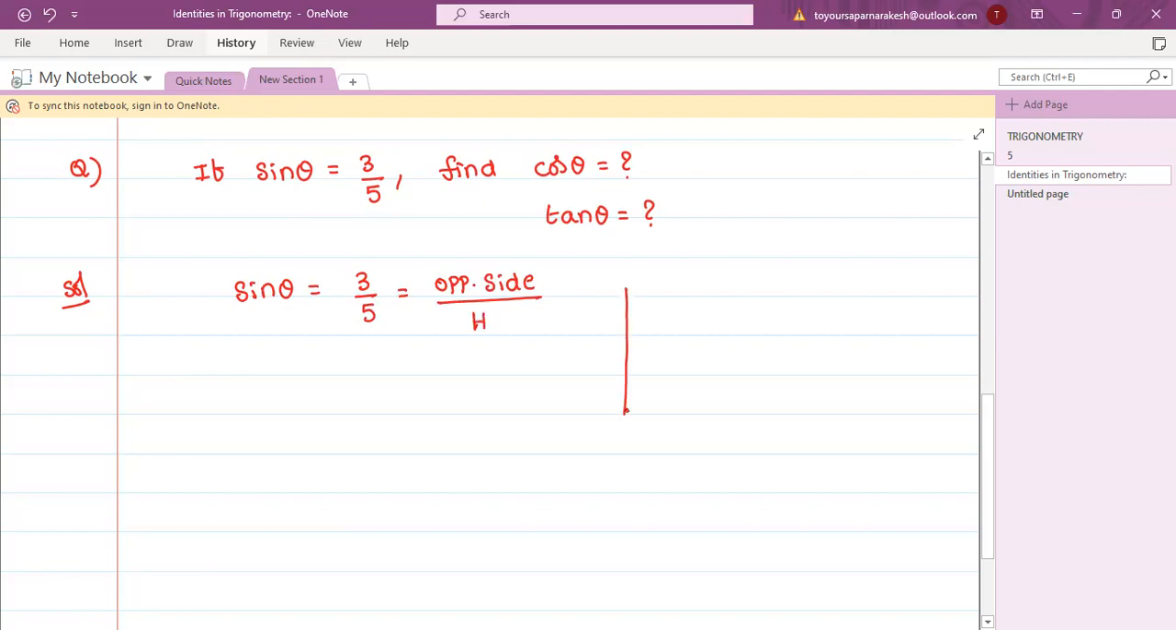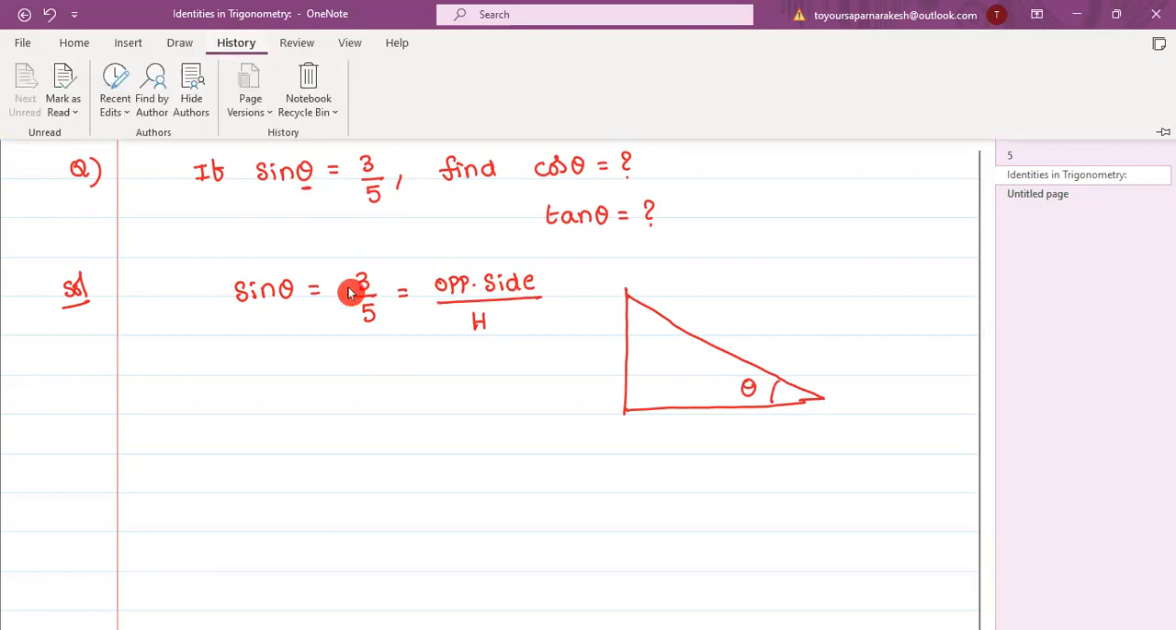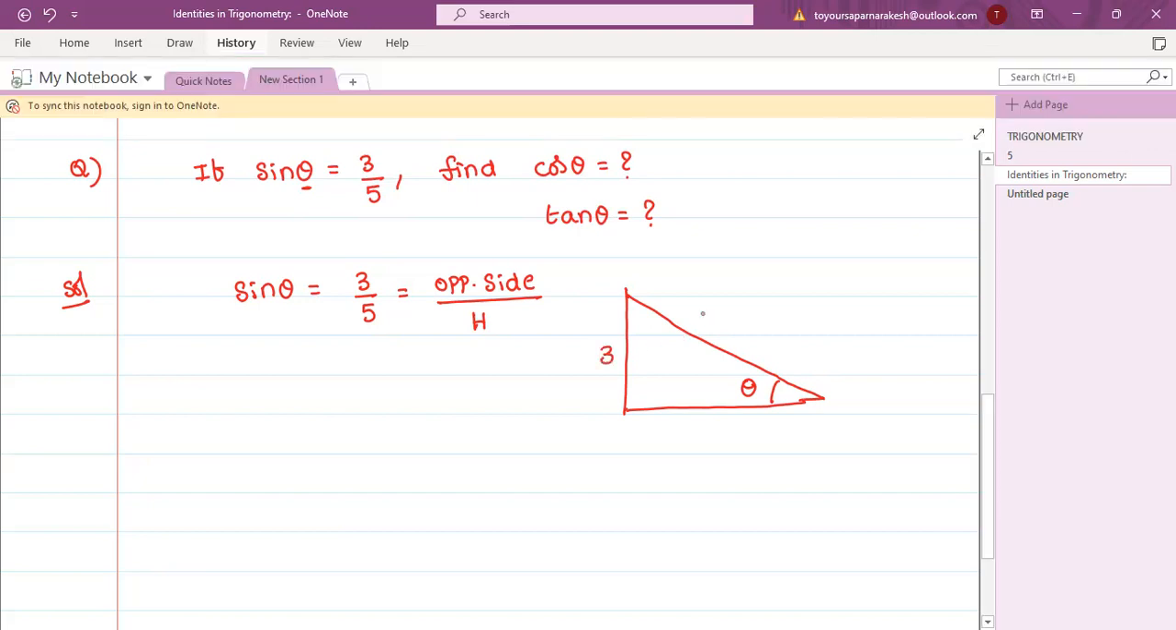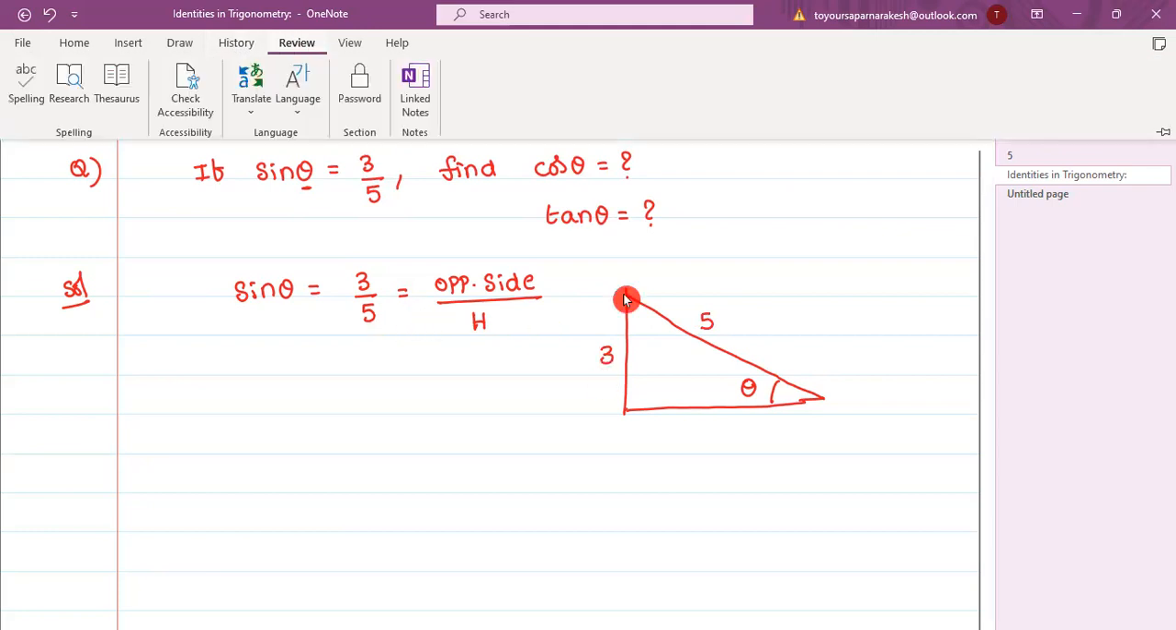So you form a right angle triangle. In the question, theta is given. What is the opposite side? The length of the opposite side is equal to 3, and the hypotenuse is equal to 5. You follow Pythagoras theorem, and by simplifying, we get this adjacent side is equal to 4.